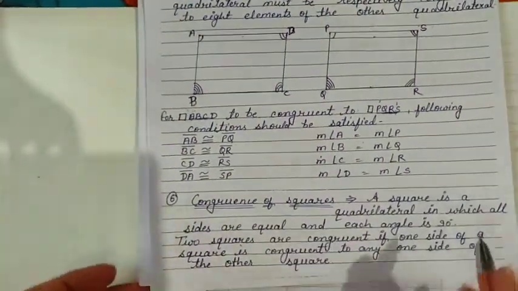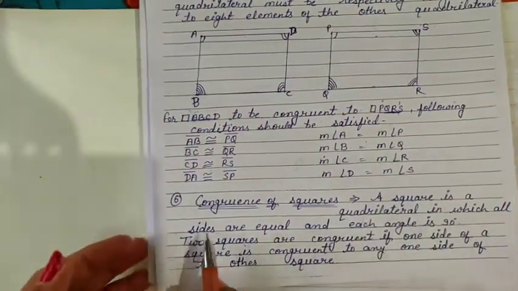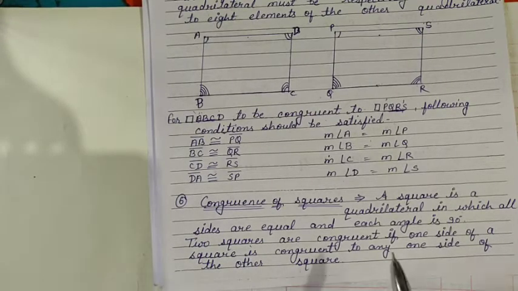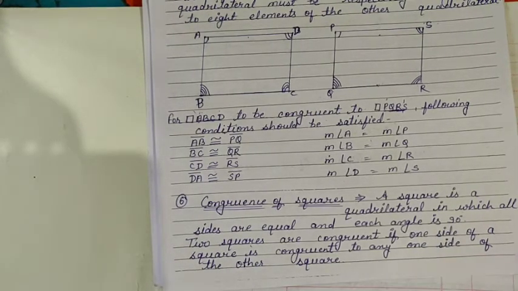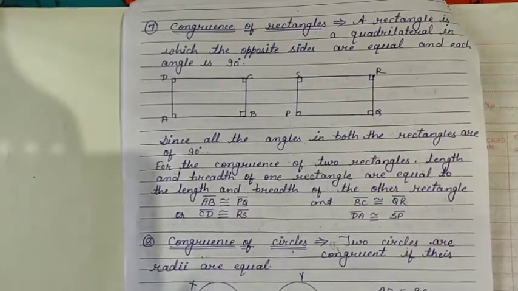Congruence of squares. A square is a quadrilateral in which all sides are equal and each angle is of 90 degrees. Two squares are congruent if one side of a square is congruent to any one side of the other square. This is the same as congruence of equilateral triangles. In a square four sides are equal. So if one side of a square is equal to any one side of the other square, then the two squares are called congruent.